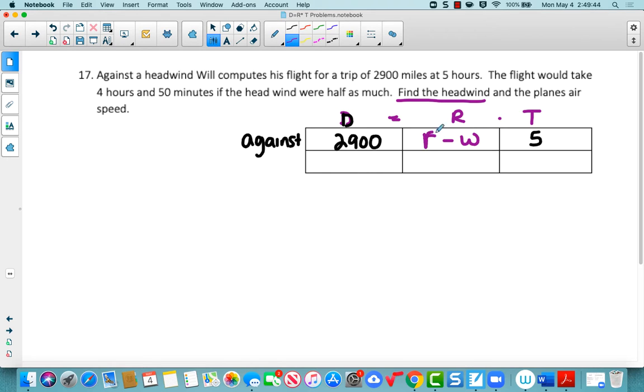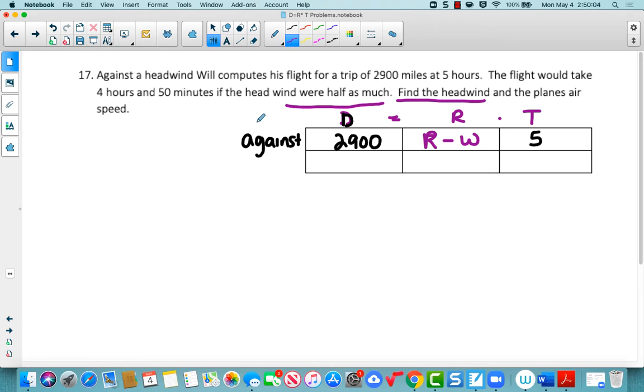R minus W. I'm actually using capital R. R minus W. Why R minus W? Because we know that when we're going against a headwind, it's harder. All right, and then it says the flight would take 4 hours and 50 minutes if the headwind were half as much. So this isn't going against and then with the wind.